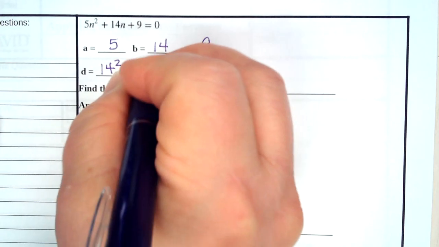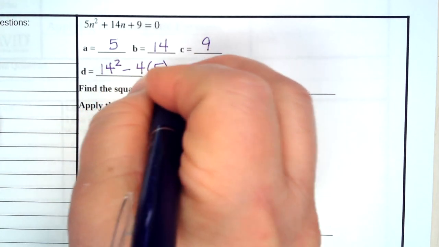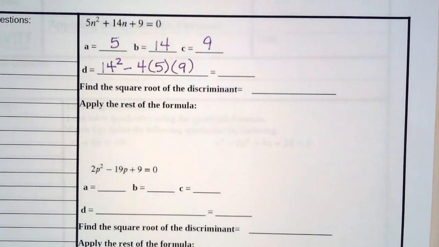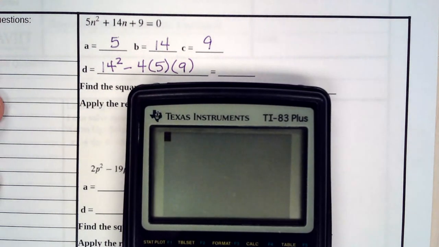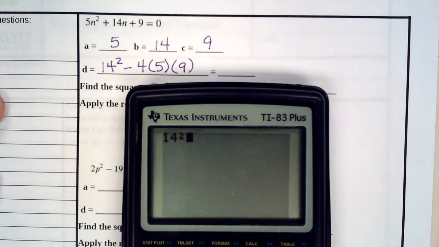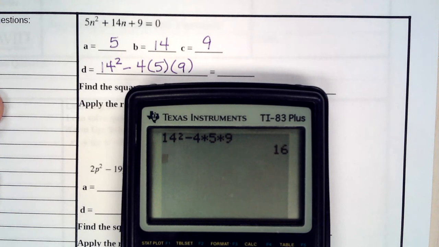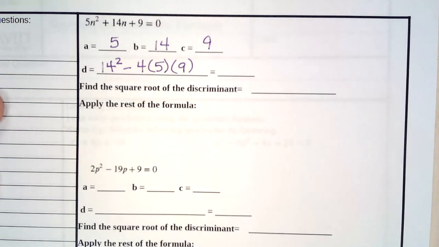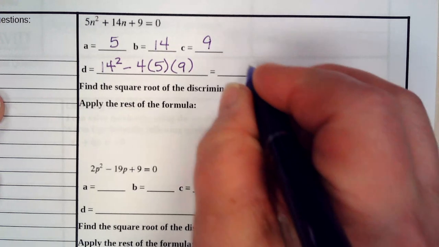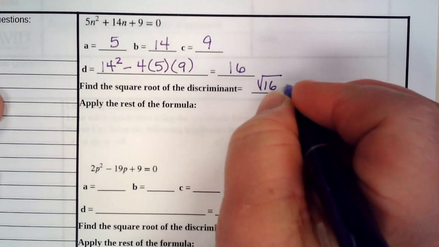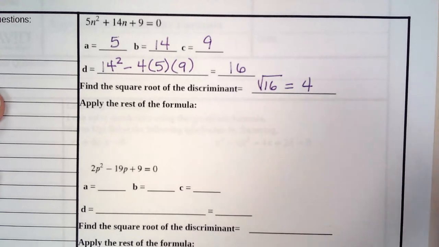So your discriminant is b squared, 14 squared minus 4 times 5 times 9. That gives you 16. The square root of 16 is 4.